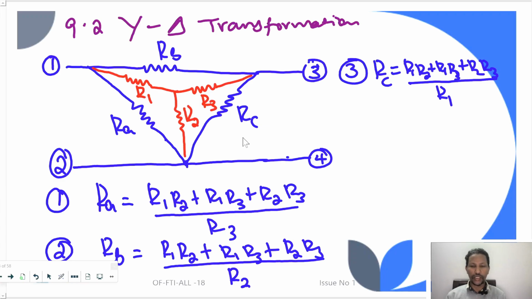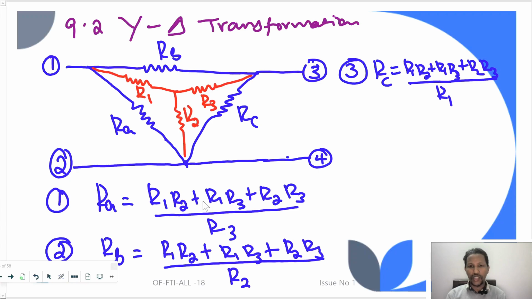For the Y connected resistors, RA is R1 times R2 plus R1 times R3 plus R2 times R3, divided by the opposite resistor for RA. That means the opposite resistor for RA is R3.